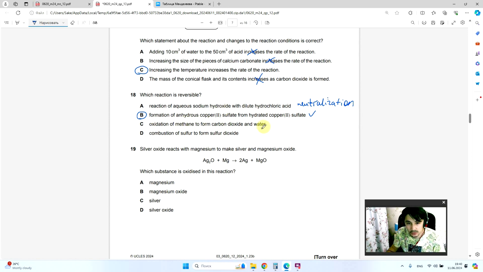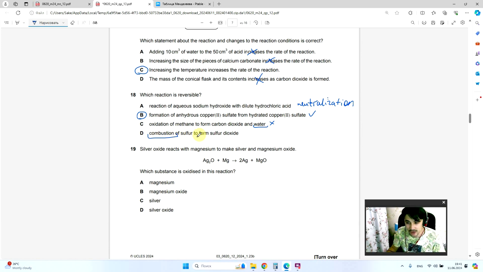Oxidation of methane to form carbon dioxide and water. Remember, water. If you see water in products, probably you're dealing with an irreversible process. So no. And simply it's a combustion process. When substances burn, they produce carbon dioxide, sometimes water, and this cannot be changed back. And again, combustion, you see that word?